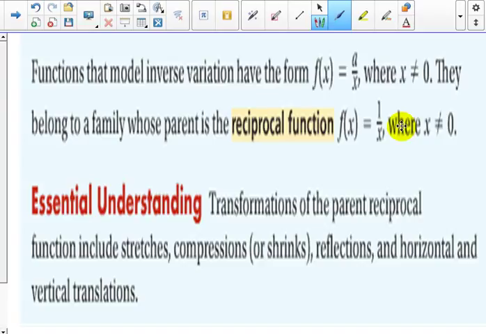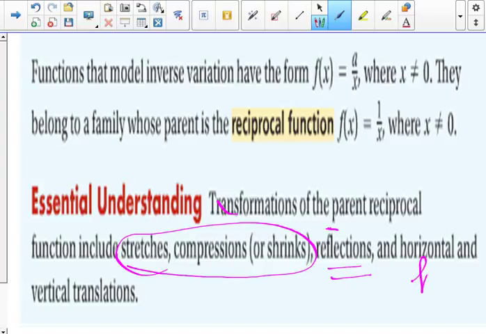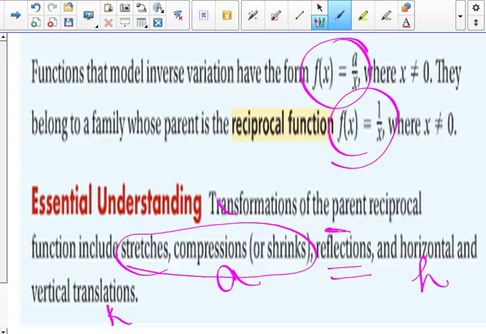So the essential understanding: transformations of the parent reciprocal function include a stretch or compression, or a shrink. They sometimes call compressions shrinks. You could say stretch or shrink. A reflection, that's when the a value is negative, right? Horizontal and vertical. So there's my a, my negative sign, my h, and my k. So we're going to apply all that to f of x equals 1 over x, or a over x, where 1 over x is the parent function. Okay? Any questions so far? All right.